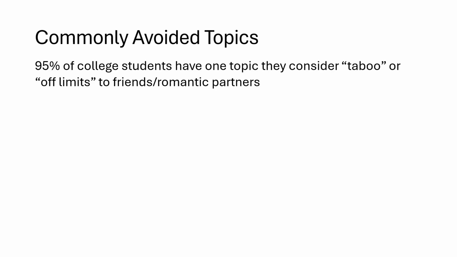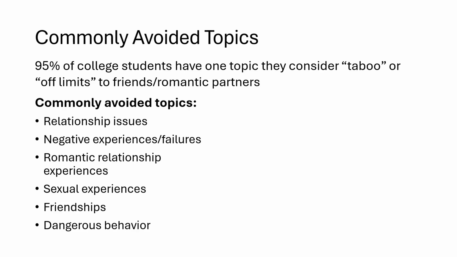There's a study conducted in 1995 that found that 95% of college students have at least one topic they consider to be taboo or off limits, especially in their friendships and their romantic relationships. We can avoid talking about a lot of things, of course, but there are a handful of topics that are more likely to be avoided than others. So, in one study in particular, the researchers identified 6 commonly avoided topics, again, in romantic relationships and in friendships.